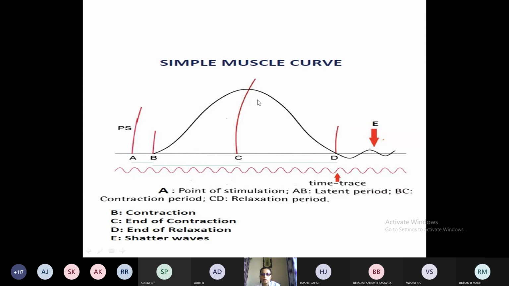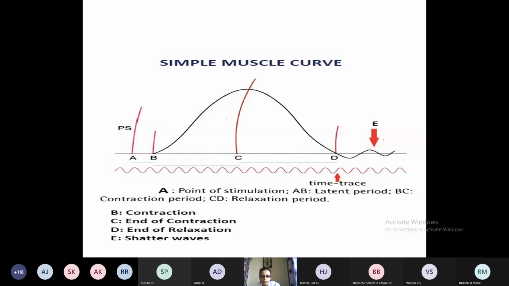I told you that with the help of this muscle curve, we can easily understand the properties of muscle like excitability, contractility, tonicity and elasticity. In contractility, you can also learn what isotonic contraction is and what isometric contraction is. So you should know the difference. These questions will be asked to you. What are the differences between isotonic contraction and isometric contraction?